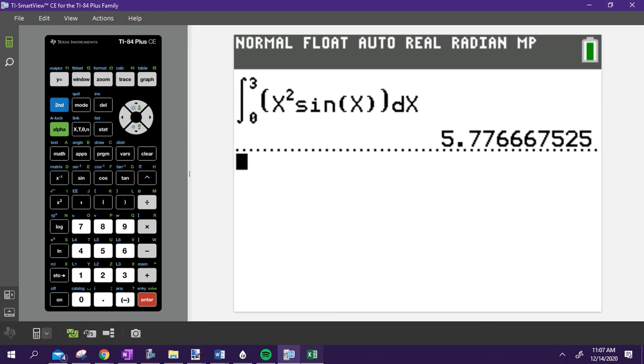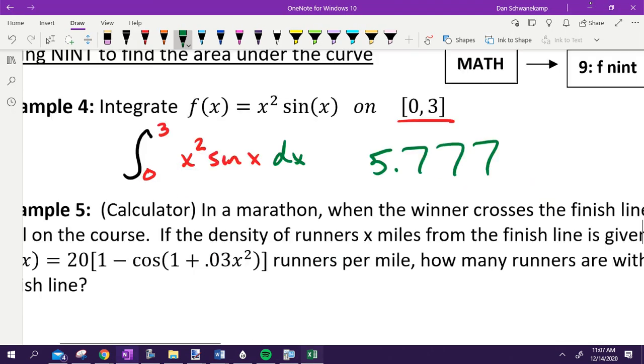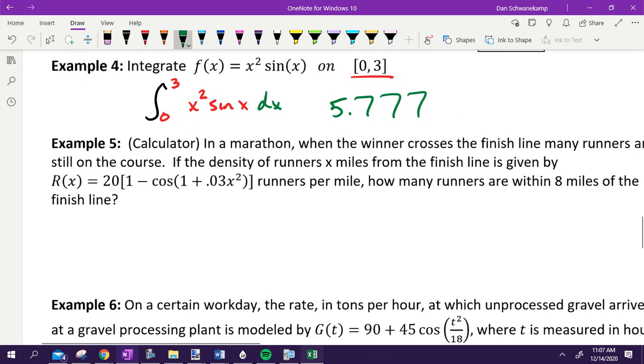Okay, round that thing to 3 decimals. Questions on the first one? Let's do the next one.